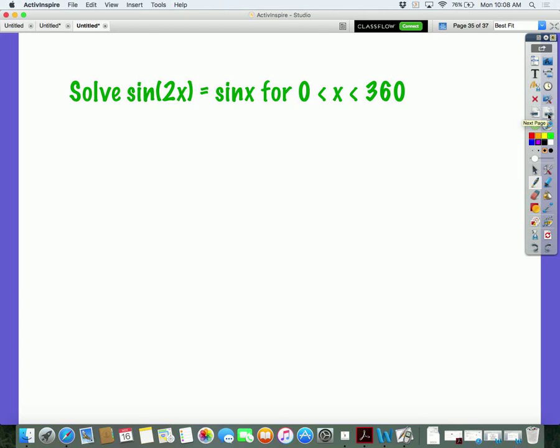Let's look at this one. To solve sine 2x equals sine x for x between 0 and 360 degrees. For this problem, one thing that you cannot do is try to divide both sides by sine. It does not work that way, because when you divide by sine, you lose a crucial answer that sine x could have been.